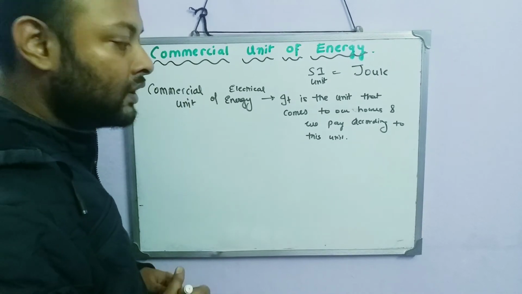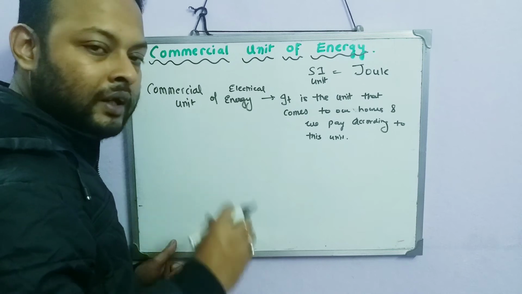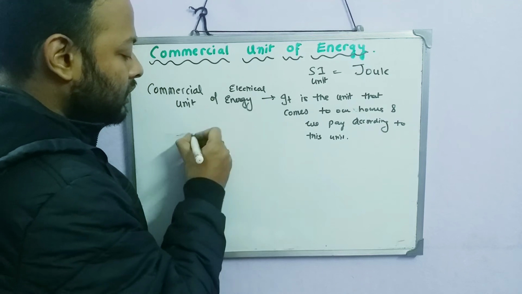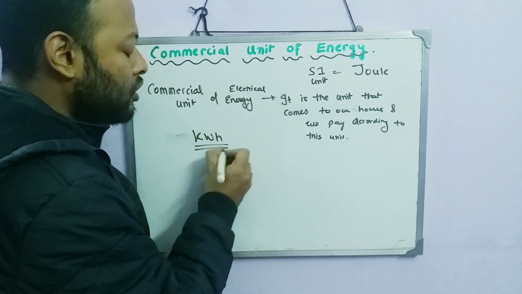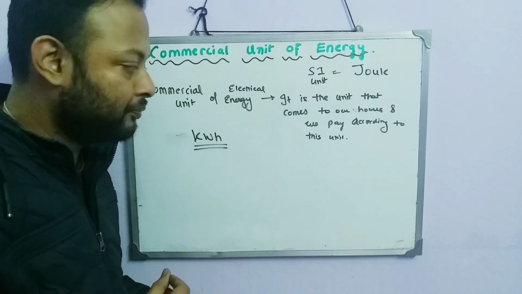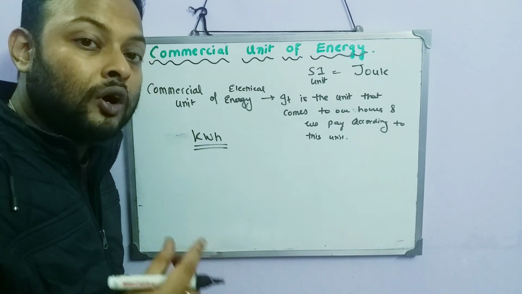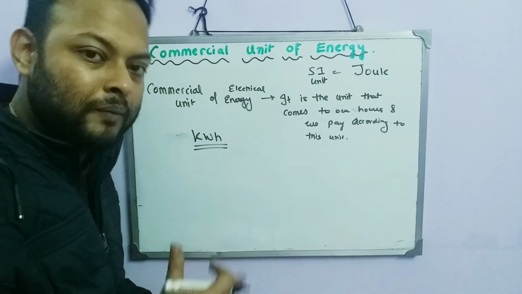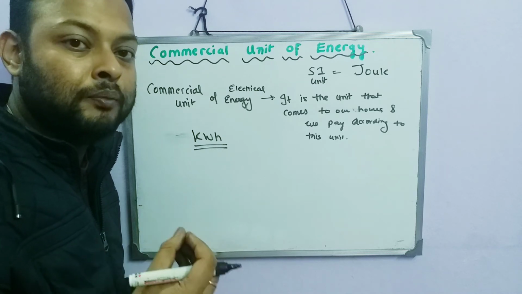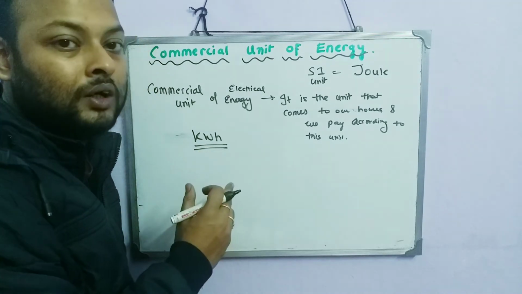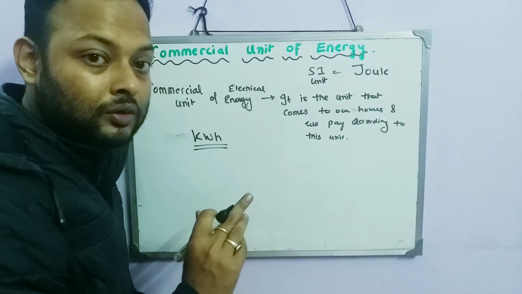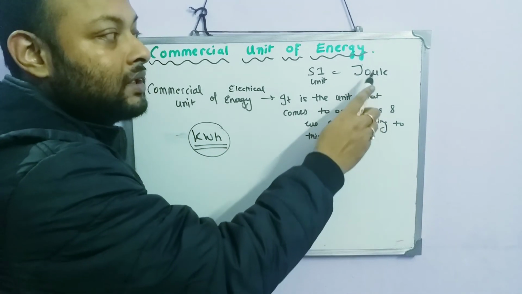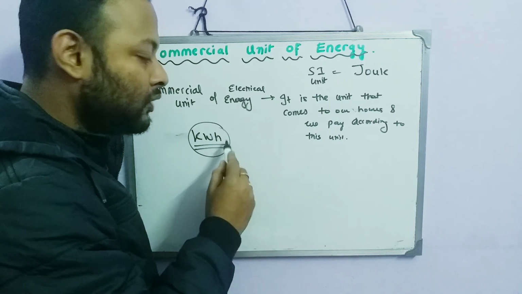Now the commercial unit that we normally use in India, or anywhere in the world, is kilowatt hour. So kilowatt hour is the unit of electric energy. On the basis of this unit we pay. So we pay the current bill according to kilowatt hour, not according to joule. This is the SI unit, but this is the commercial unit.